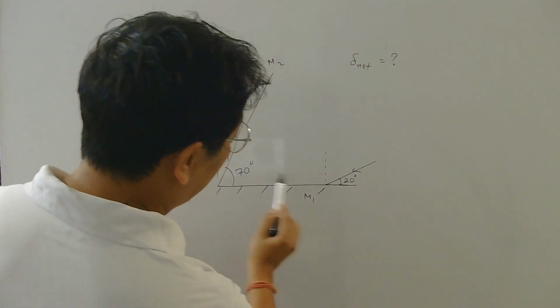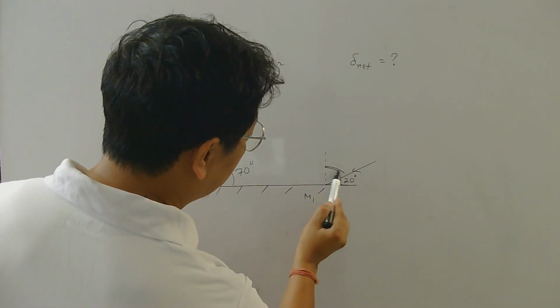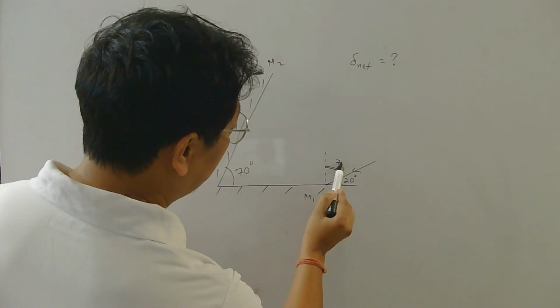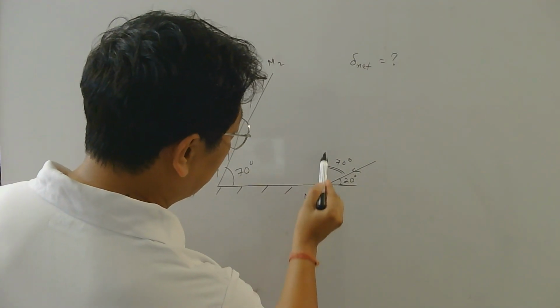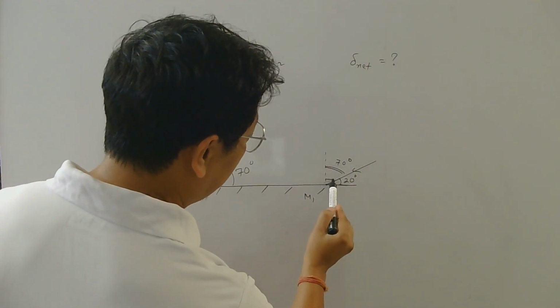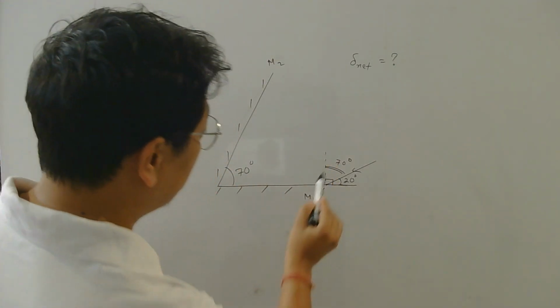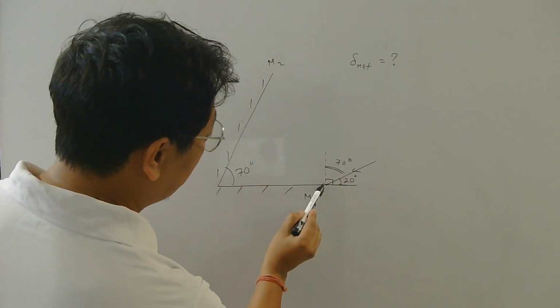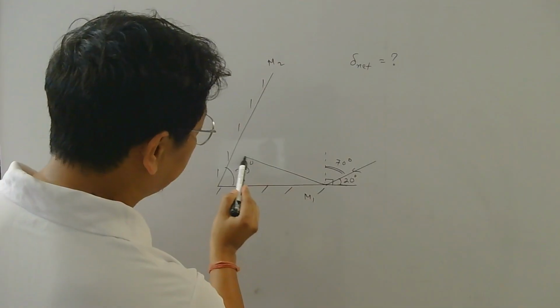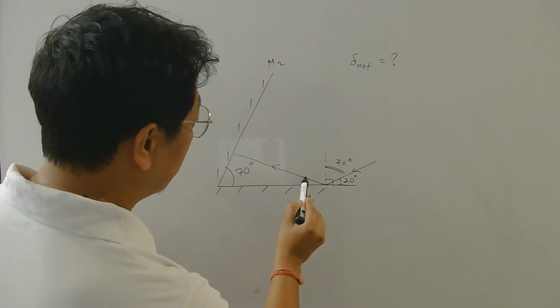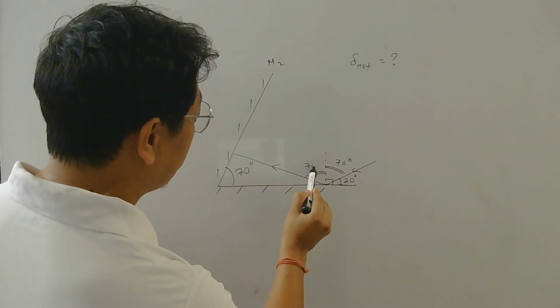So this light here is falling at what angle of incidence? Well, this must be 70 degree because total angle between normal and mirror is 90 degree. So if this is 20, this must be 70. So this is the angle of incidence. So light will be reflected here like this. So this will be also 70 degree.